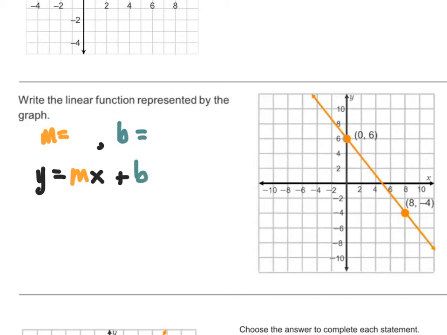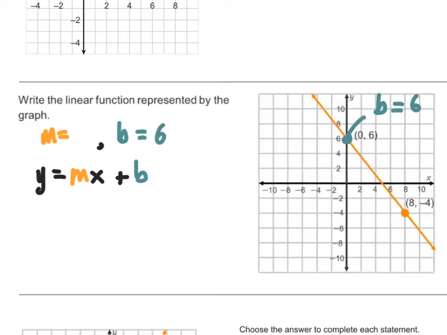For my y-intercept, I need to locate where my graph crosses the y-axis. I go to my y-axis and find the location where it crosses, and that's the point 0, 6. So my y-intercept, my b value, is 6. That's just where it crosses the y-axis.